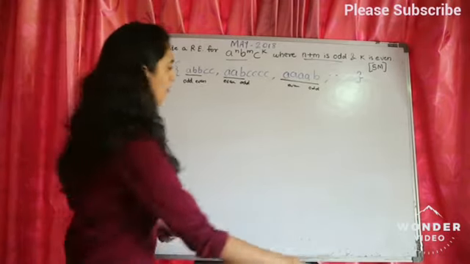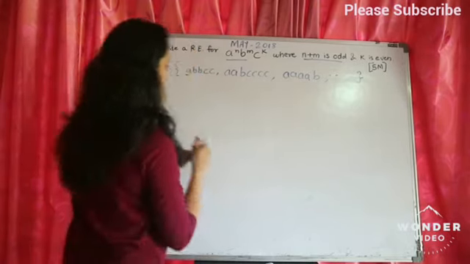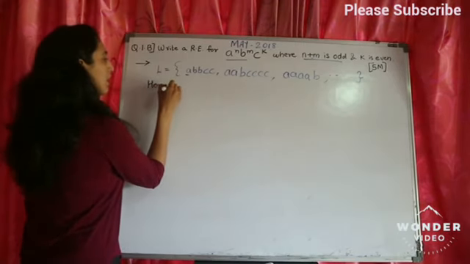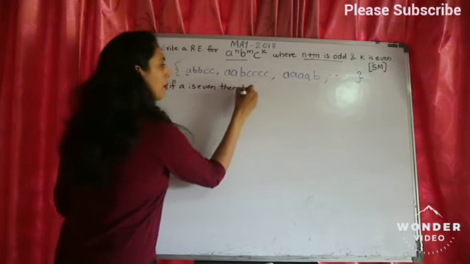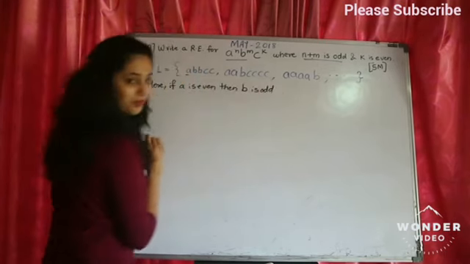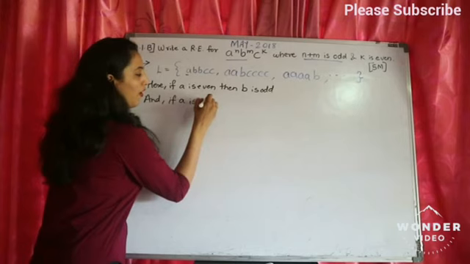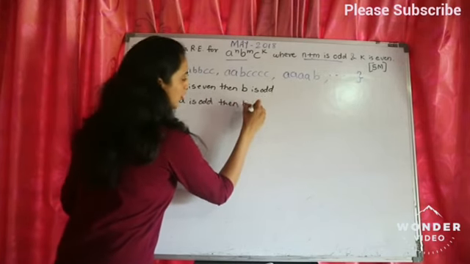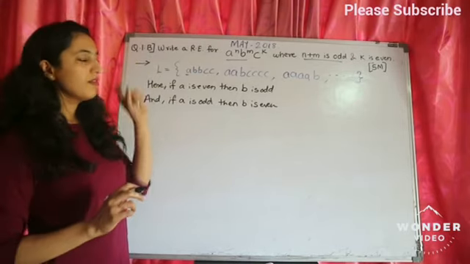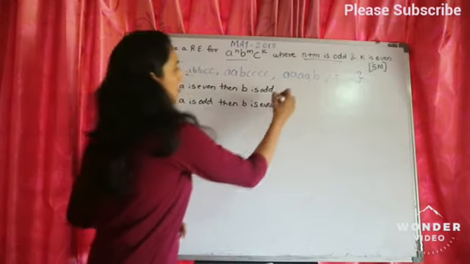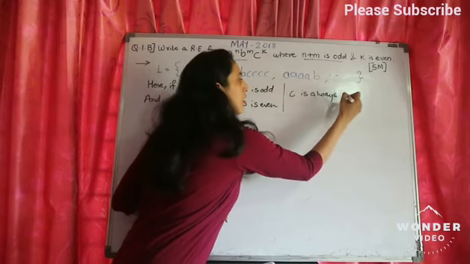We have identified a trick over here. So we can write down one line saying that if A is even, then B is odd. And if A is odd, then B is even. This is the one trick which we have identified. And next, about C. What about C? The C is always even.